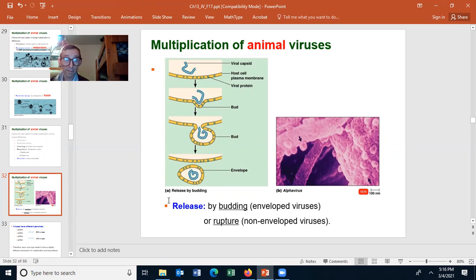And these viruses, an animal virus, instead of lysing the cell, which a lytic animal virus can do, and that ruptures the cell envelope, the budding virus, when it's finished, it'll come up to the membrane of the cell. And this can be the cell membrane, the nuclear membrane, or a membrane of the endoplasmic reticulum.